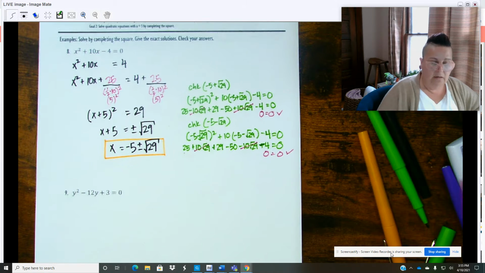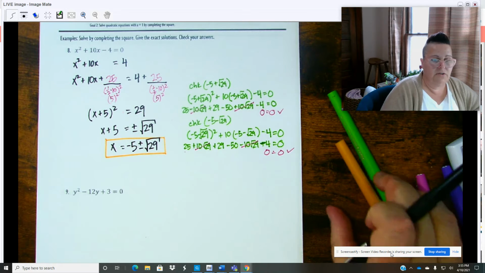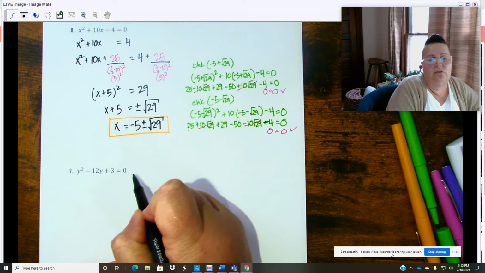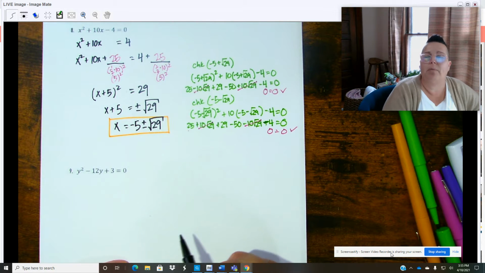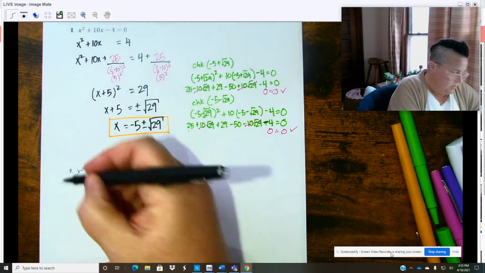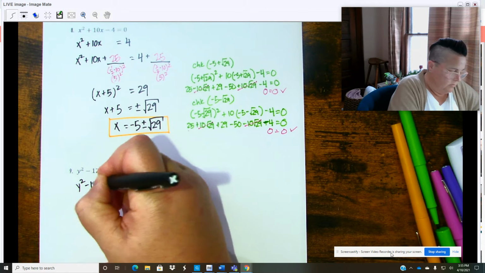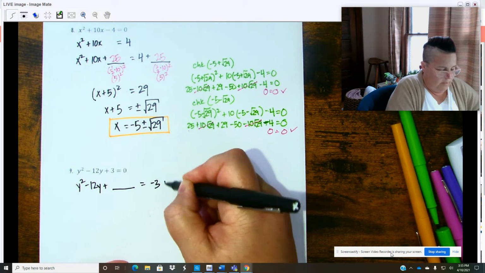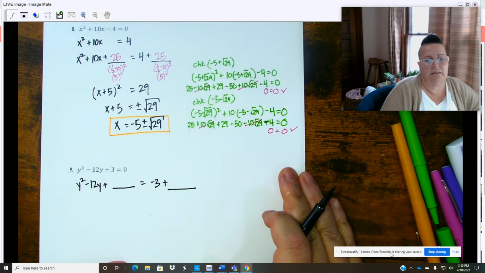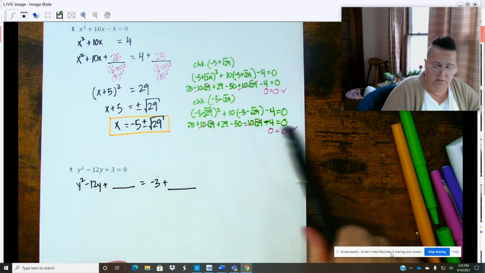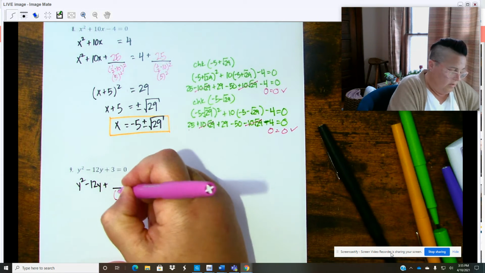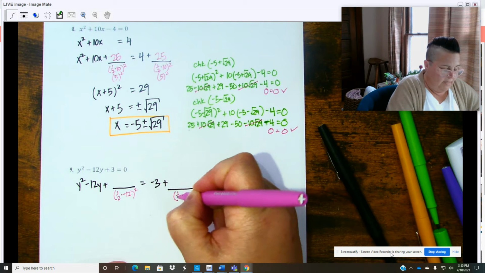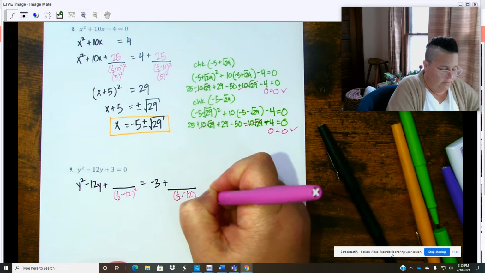Yikes. Okay, next. y squared minus 12y plus 3. In order to use the binomial, I need to add the 3 over to the other side, lest it mess up my perfect square trinomial. So this is going to be y squared minus 12y plus some constant is equal to negative 3 plus some additional constant. That additional constant is going to be half of your middle term, half of negative 12, squared. And if I add it to the left side, I have to add it to the right side.